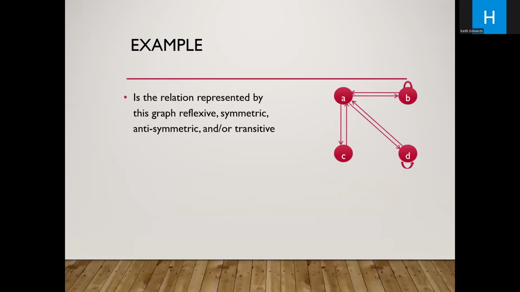This one turns out to be only symmetric because there's an arrow going in each direction between the ones that are actually connected. B and D are related to themselves, but certainly not A and C. So it's not reflexive. It's not anti-symmetric, and it's not transitive.